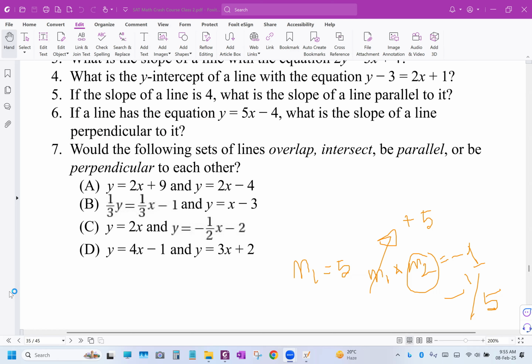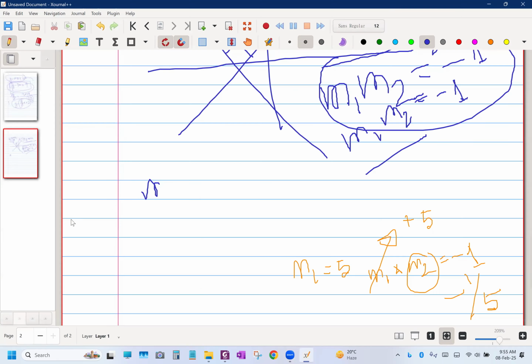But for A, are these two lines perpendicular? No, they are not perpendicular. So what are they? Is it parallel? Yes, exactly. They're parallel because they have the same slope. All right, so we have four different cases.